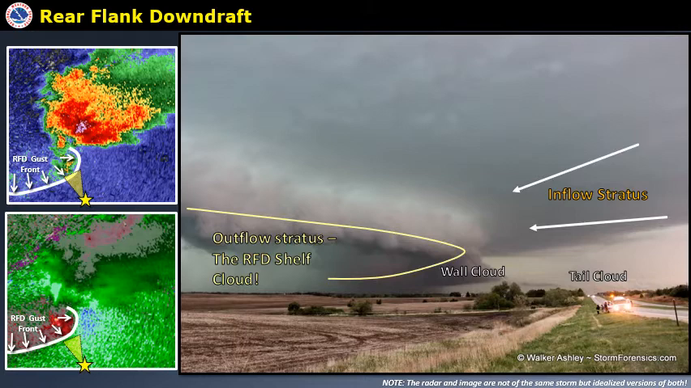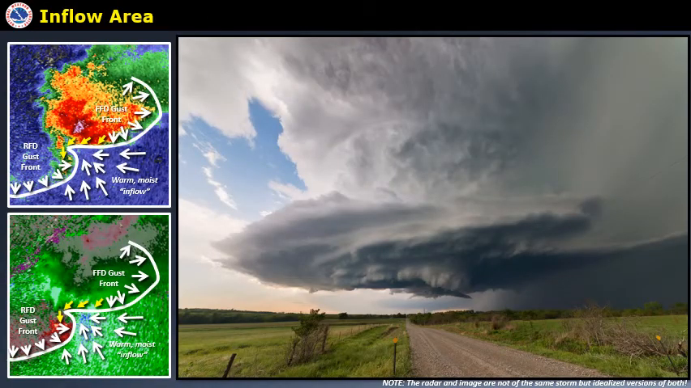In the inflow area, one can also observe the tail and wall clouds, which are again inflow clouds. Here is an example of an inflow region. Typically, the inflow region will not have any precipitation.